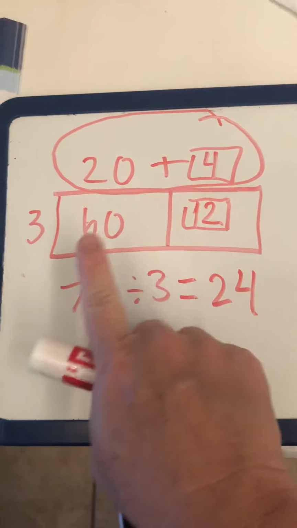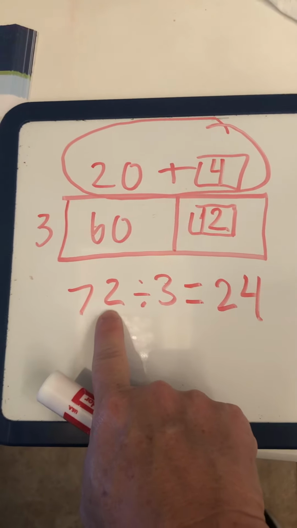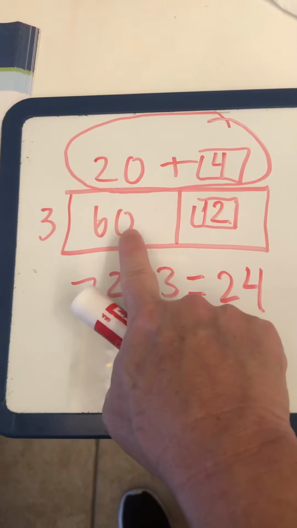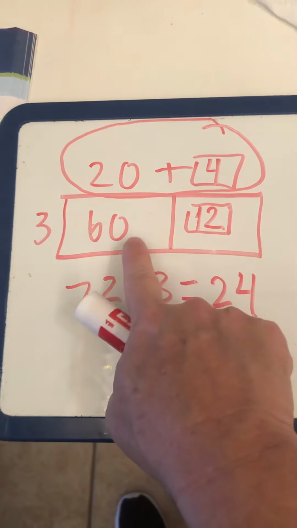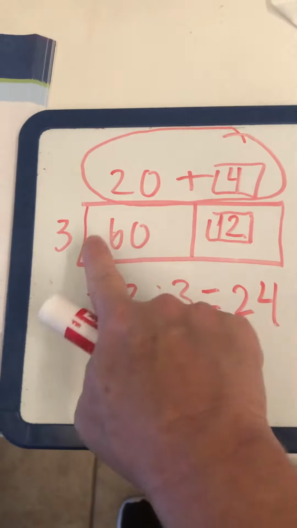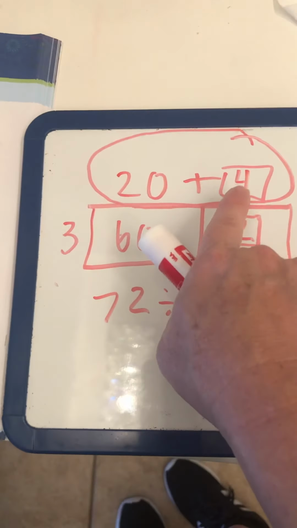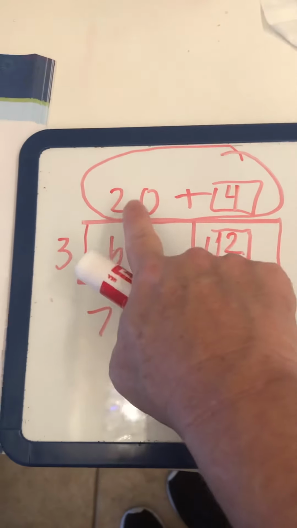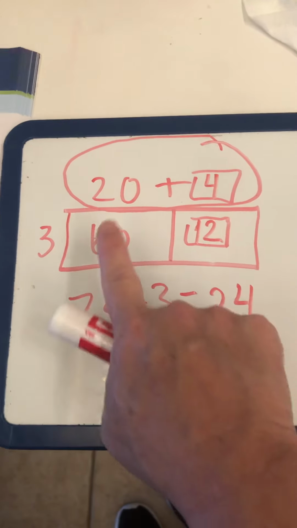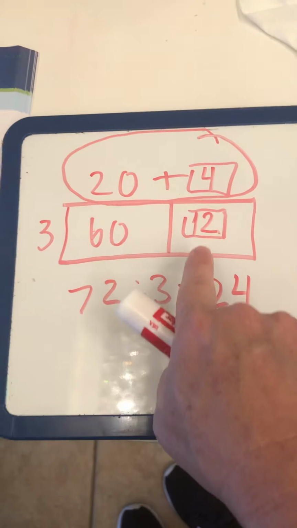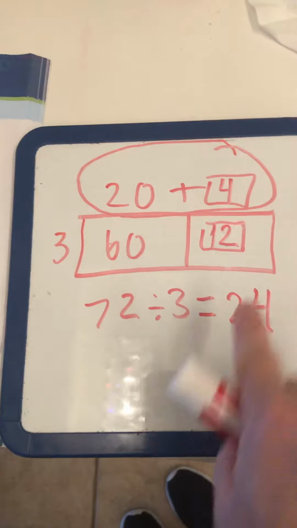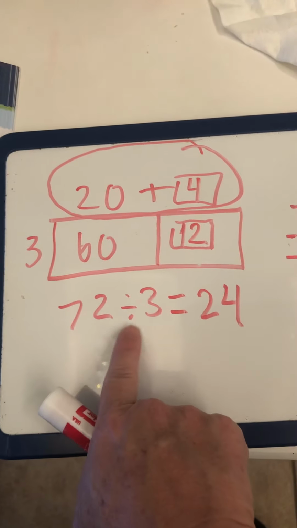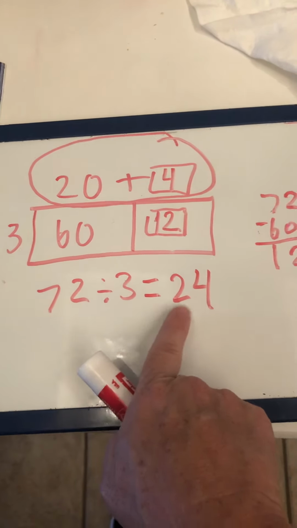The way that we found that is we took this number 72 and stretched it out into some smaller numbers, starting with 60 and then 12, and then we found the missing factors up on top. After we were done finding the missing factors that we needed to multiply to get to these numbers, we added them together. So 72 divided by 3 equals 24.